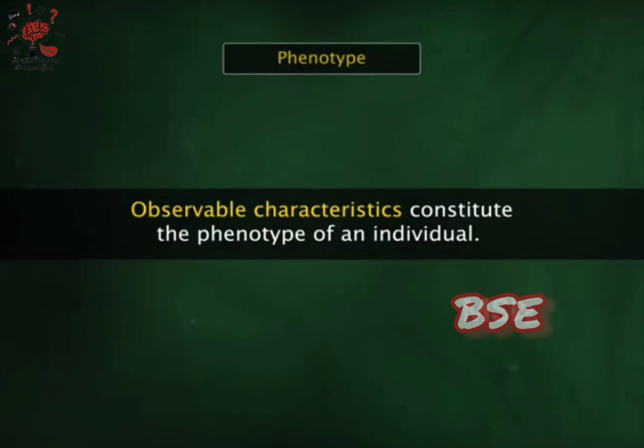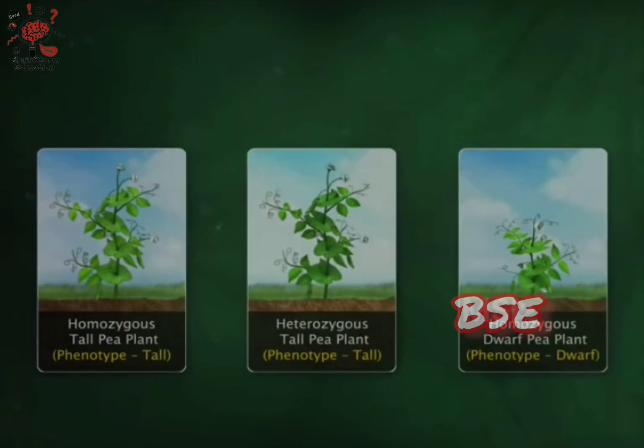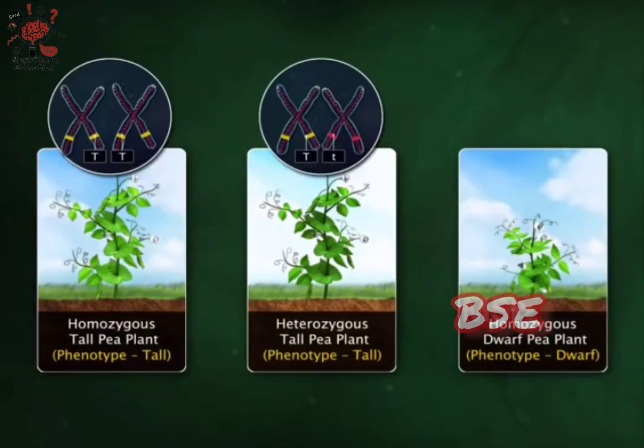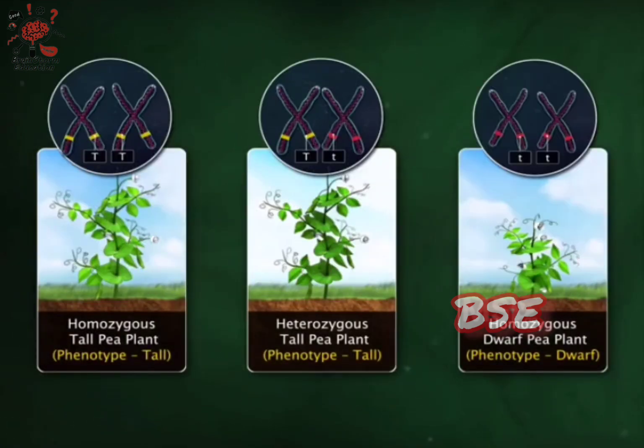Phenotype. Observable or measurable characteristics constitute the phenotype of an individual. For example, the phenotype of both these two pea plants is tall, whereas this pea plant is dwarf.